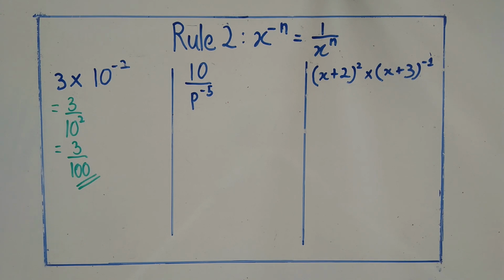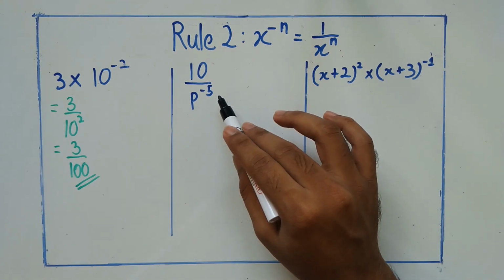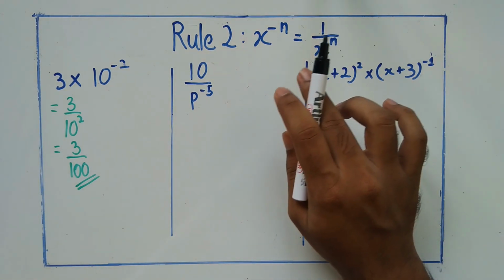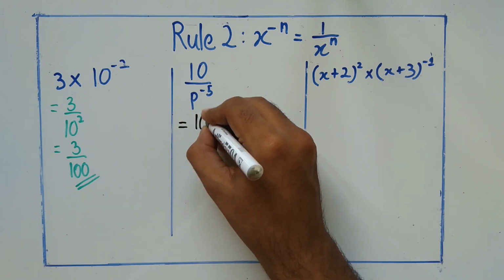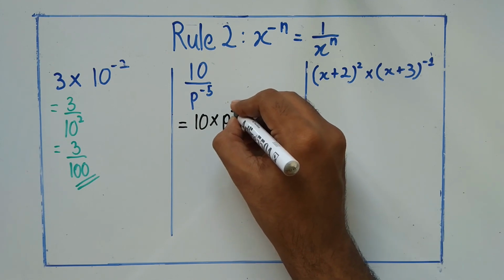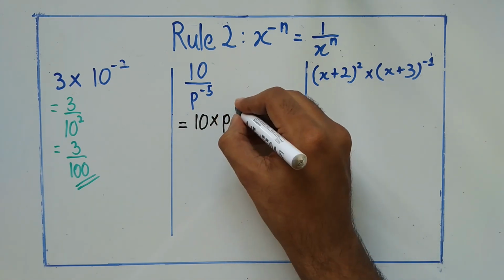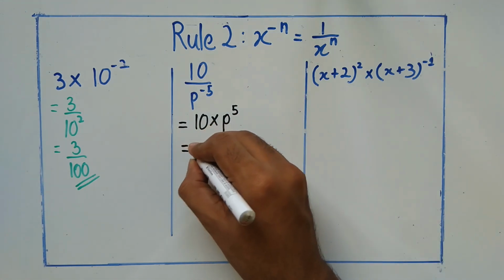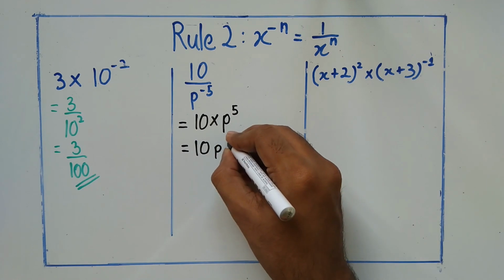In the next example, p has a power of negative 5. We flip this number to the numerator and solve. We get 10 times p to the power of 5.